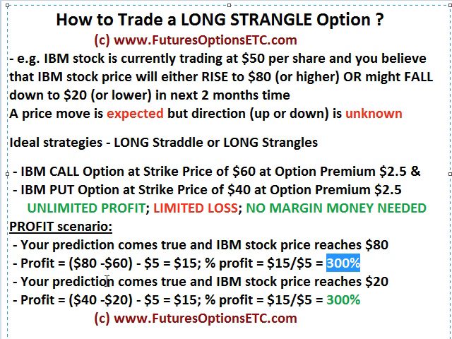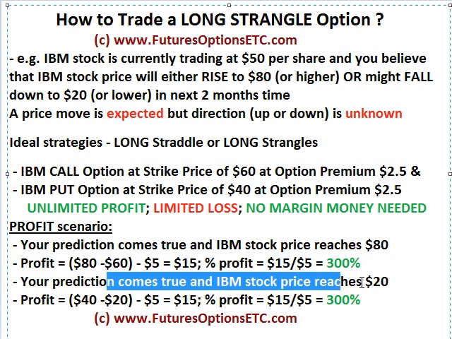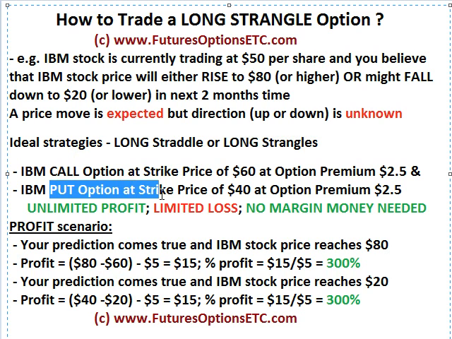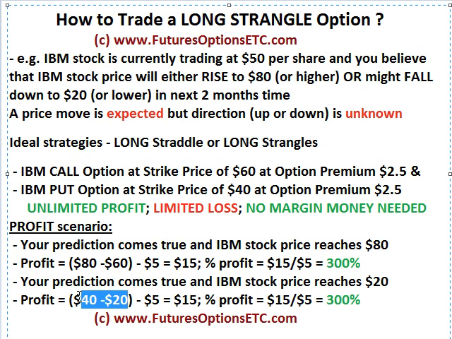On the lower side, if your prediction comes true and the IBM stock price reaches $20, then your profit will come only from the put option, and that would be $40 minus $20, minus the option premium that you have paid up front. Again, the profit is $15, taking it to 300%.